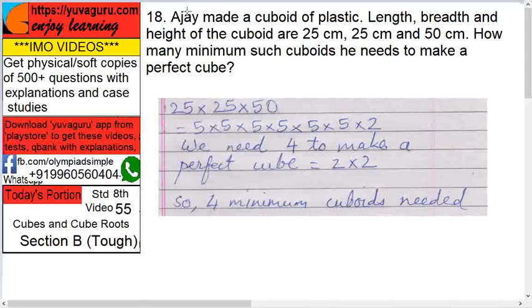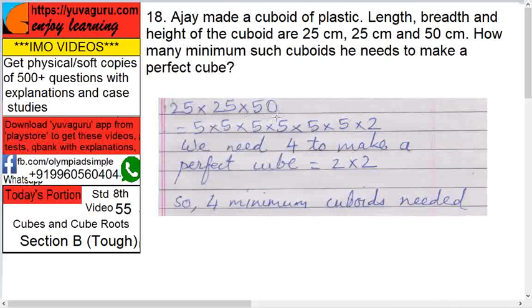Let's start. Ajay made a cuboid of plastic. The length, breadth and height of the cuboid are 25 by 25 by 50 centimeters. How many minimum such cuboids does he need to make a perfect cube?